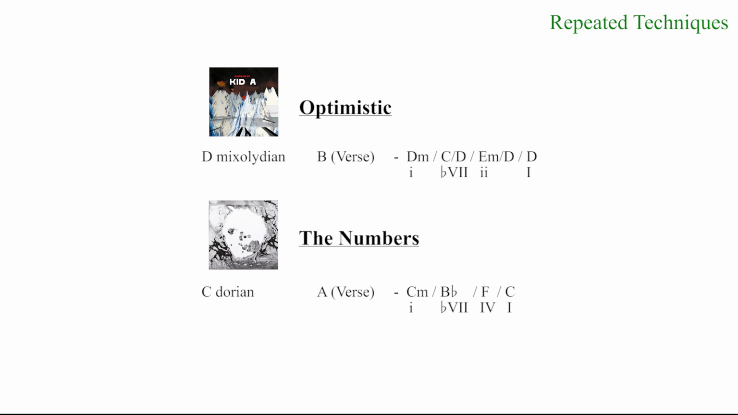Another strong similarity is between the verse of Optimistic and the verse of The Numbers. They are in different keys, but if you boil them down to chord functions, they have a very similar progression. The chord functions for Optimistic are 1 minor, flat 7 major, 2 minor, and 1 major. While The Numbers uses a 4 major instead of a 2 minor, which is a very common mediant substitution.